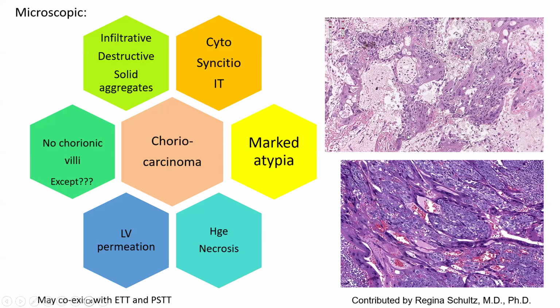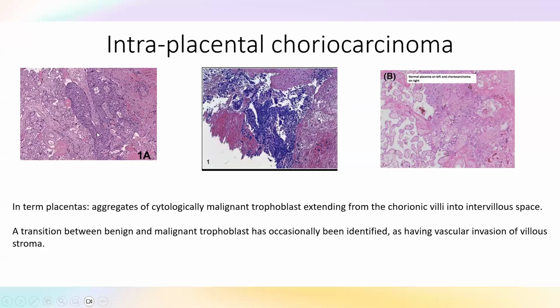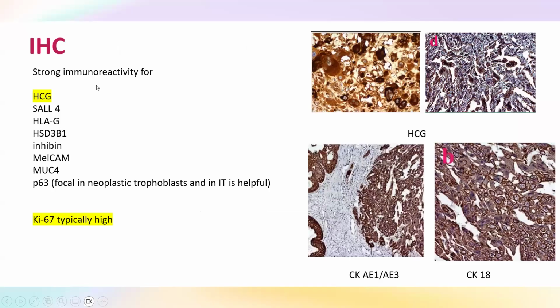Somebody can tell me when can I see chorionic villi along with choriocarcinoma? Another exception? Yes, in an intraplacental choriocarcinoma, we can see the transition between the benign and the malignant trophoblasts. Okay. So what about the immunohistochemistry?